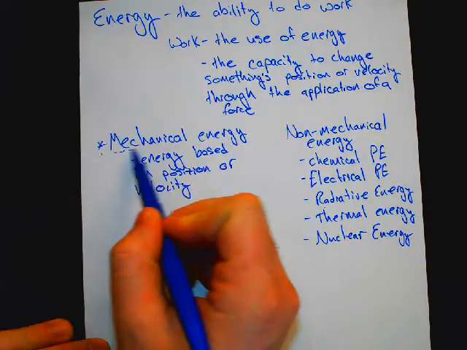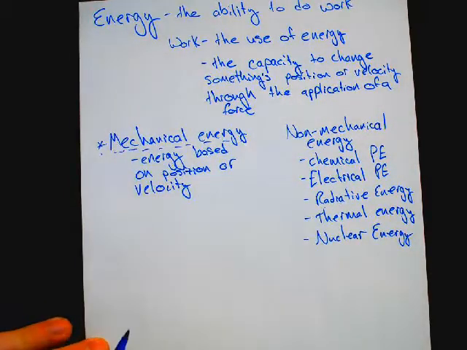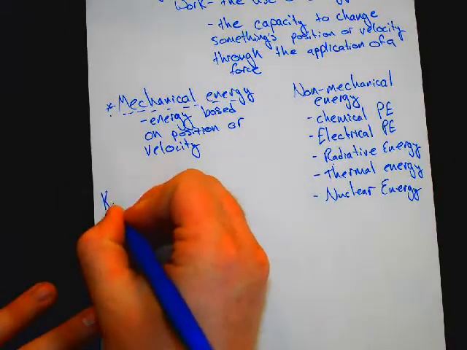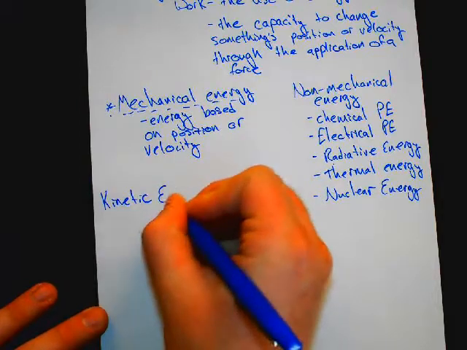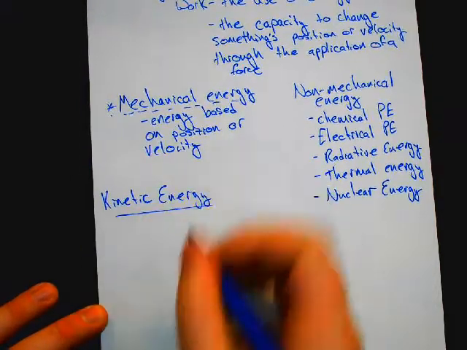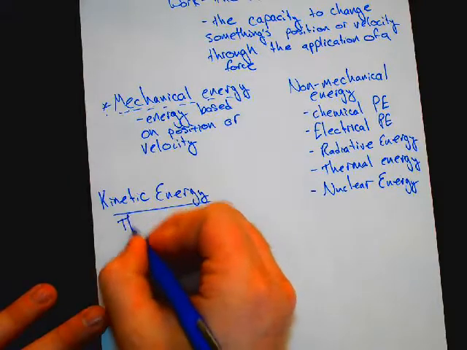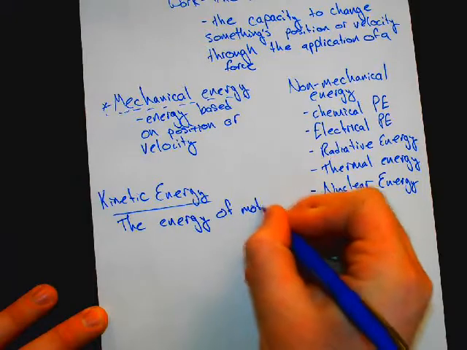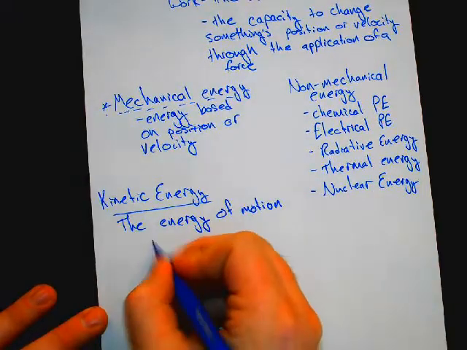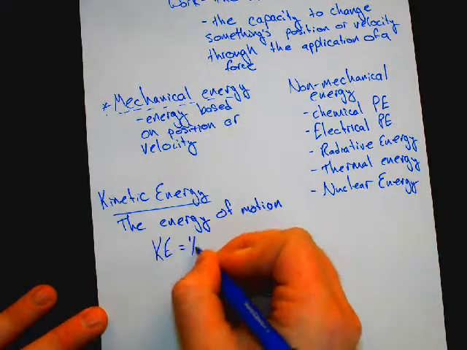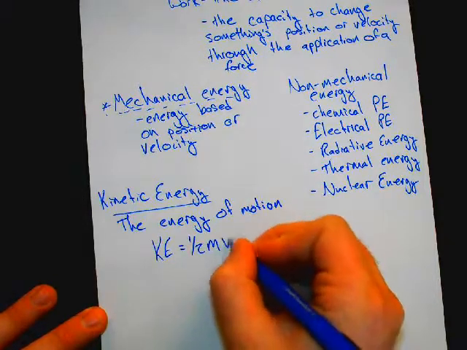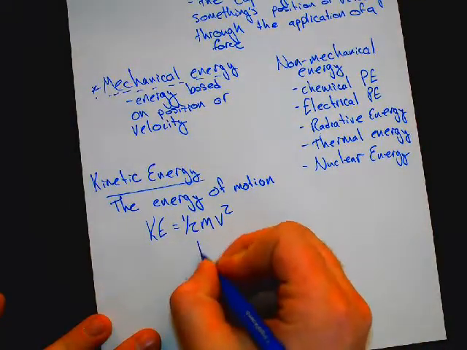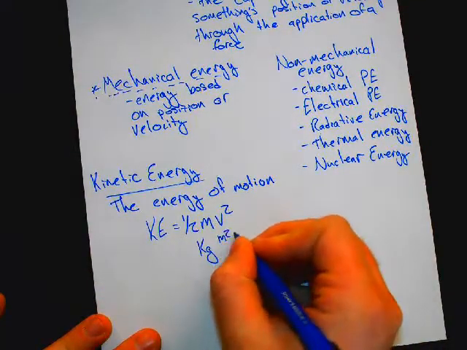So when we talk about mechanical energy, we break mechanical energy down into two groups. The first group are kinetic energies. Simply stated, kinetic energy is the energy of motion. The energy of motion. And it is calculated as kinetic energy is equal to 1/2 mass of the object times its velocity squared. Meaning that we could have units of kilogram meters squared per second squared.